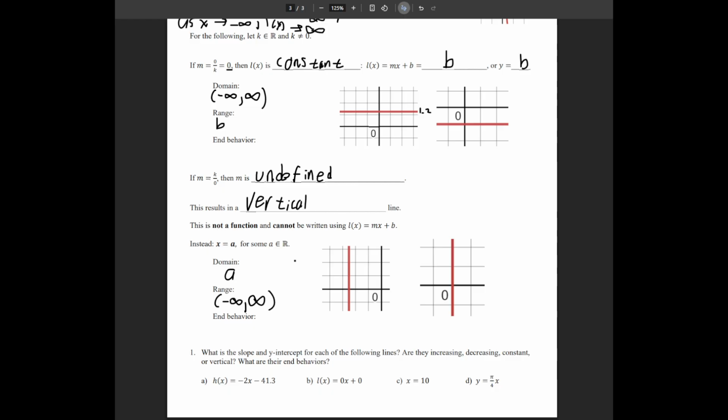All right, so let's look at end behavior for both of these types of graphs. So for graph number 1, as x approaches infinity, so again, as x goes to the right, L of x just equals whatever your b value is. In this case, it looks like 1.2. L of x just equals b. And then as x approaches negative infinity, so as we go to the left on our graph, it's the same thing. L of x equals b. That's it.